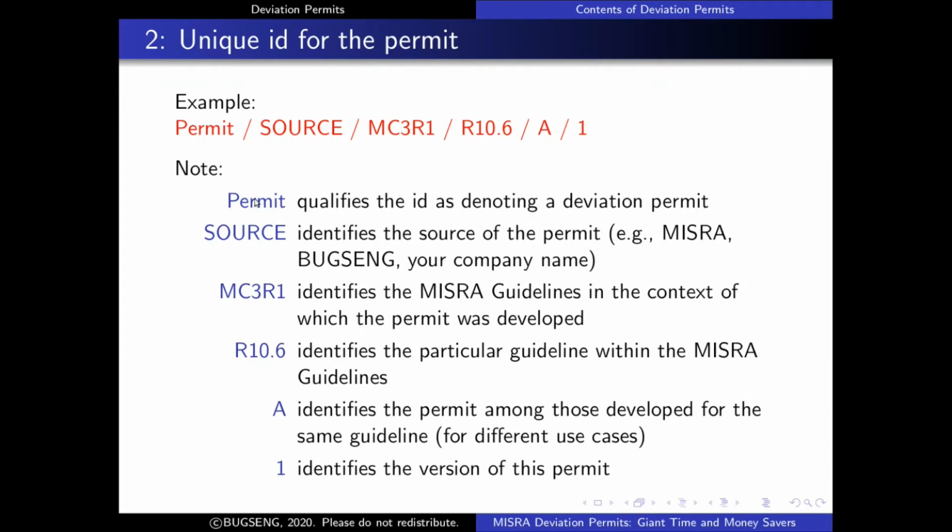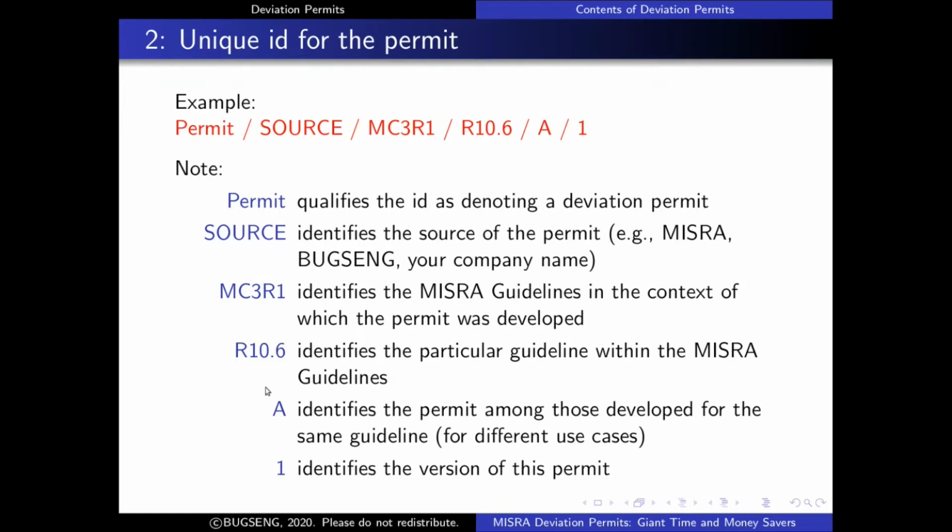So permit, it says this is a permit. Okay. Source is the source of the permit. So it may be MISRA, when it is the MISRA consortium that has written this permit, or maybe BUGSENG. We do write permits, or your company name or acronym instead of source. Okay. Then which MISRA guidelines? This is a shorthand for MISRA C 2012 revision 1, but it could be something denoting, for example, MISRA C++ 2008 or other versions of the MISRA guidelines.